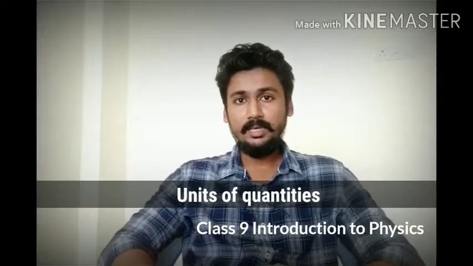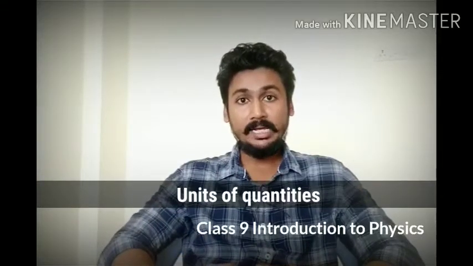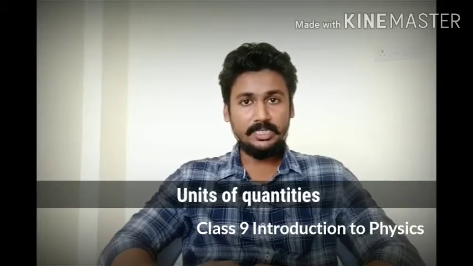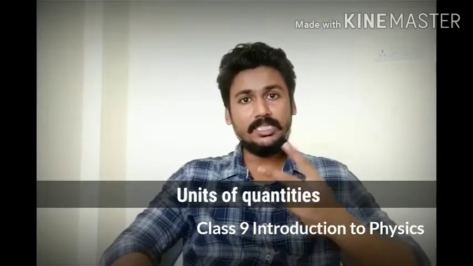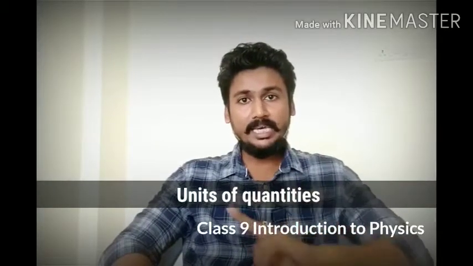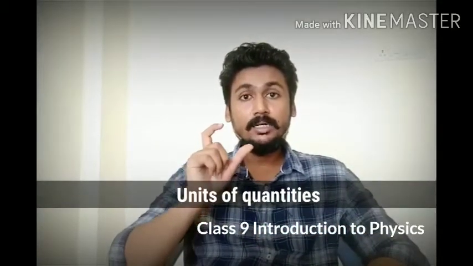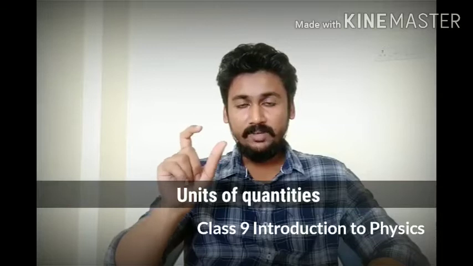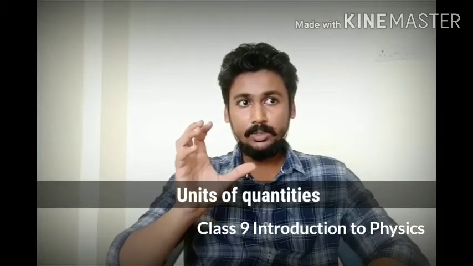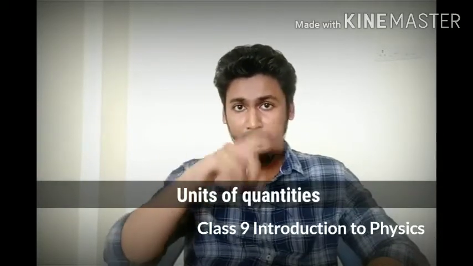For example, we want to go to the market, we want to buy rice. Correct? So what do we say? We say give me 2 kg of rice. We don't say give me 2 rice. Correct? That will not make sense. So we have to say 2 kg. So kg is the unit. 2 is the magnitude and kg is the unit. Correct? So the unit explains to us the particular physical quantity along with the magnitude.